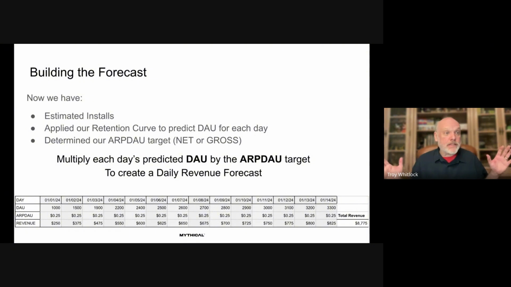All right, so now we have all the pieces to build a forecast. We've estimated our installs. We've applied a retention curve to predict DAU for each day, and we've determined what our ARPDAU target is, either net or gross. And then we just multiply each day's predicted DAU by the ARPDAU target to create a daily forecast. So here at the bottom, you see each day I've got a DAU that I've gotten from my estimated installs and retention curve, and I've got an ARPDAU target, and I multiply those two together, get revenue, and then I total up my revenue to figure out what's my total revenue for a given time period.